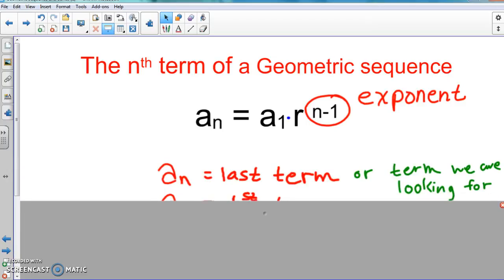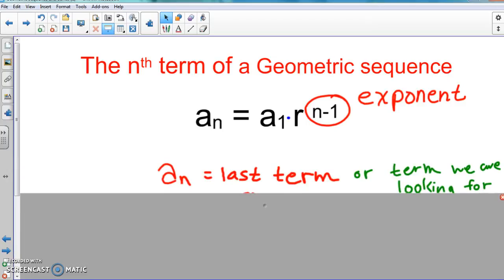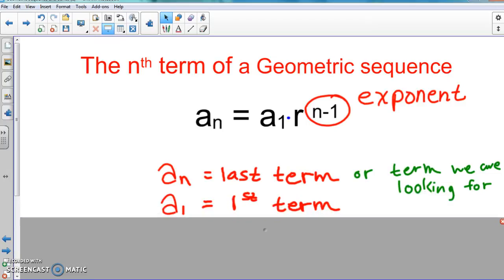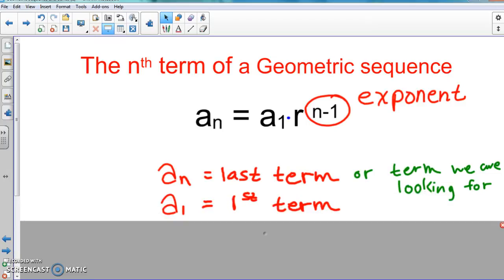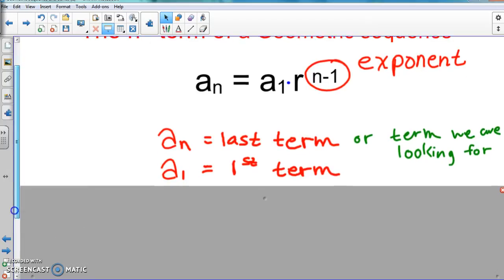So A_n is still the last term, the term that we're looking for. So if we're looking for the 25th term, that's what A_n is, whatever that 25th term is. If we're looking for the 100th term, A_n is whatever that number is for the 100th term. Then we go to A_1, and A_1 is still the first term in the sequence. That didn't change at all.